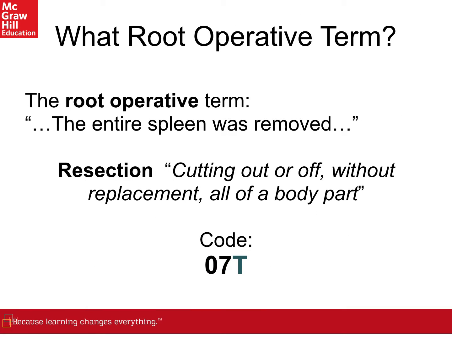The root operation term, resection, is defined as the cutting out of or off, without replacement, all of a body part. Well, the entire spleen was removed, so that tells us resection is the correct root operation term, leading us to the letter T. So now we have the first three characters of the code, 07T.